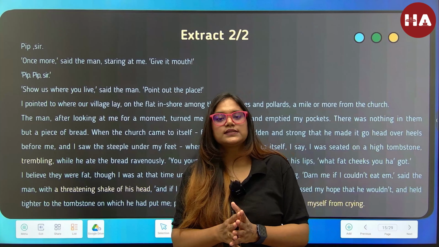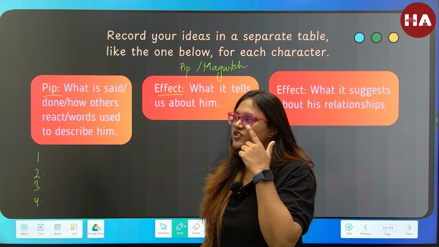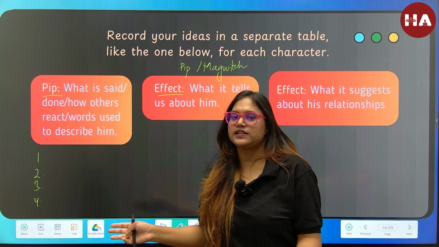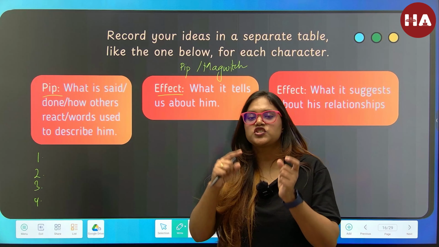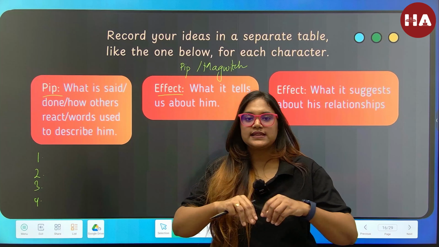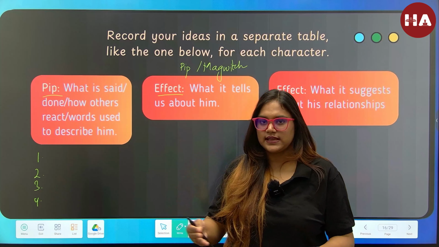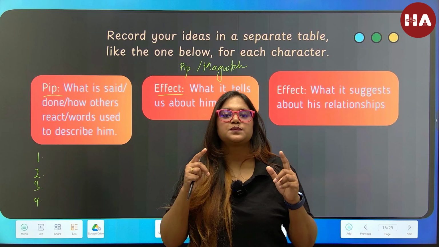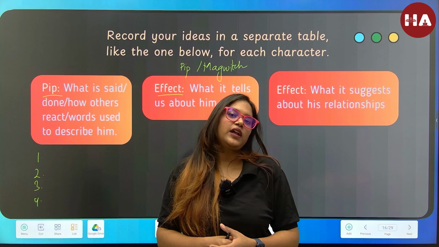So this was the other part of the extract, and now let's see the question once again. Again you can take a screenshot of the same and analyze all the things written in the text, whether it be actions or something someone said to the other character, and analyze those things about that particular character, and then the relationship between the two characters, which is Pip and Magwitch. So again, please pause the video and note down your answers.